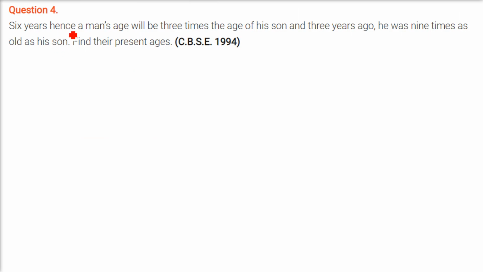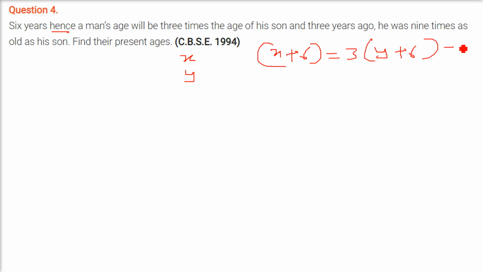6 years hence, a man's age. Hence means we have to add 6, we are talking about a future time. So 6 years hence, a man's age will be 3 times the age of his son. Let us assume the man's age is x, son's age is y. 6 years hence means we have to add 6 to both of them. So man's age will be 3 times the age of the son. This is our first equation.